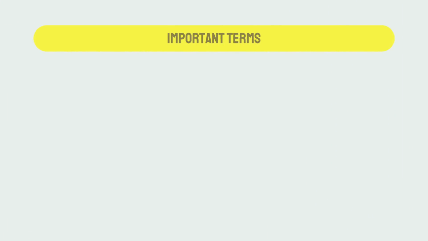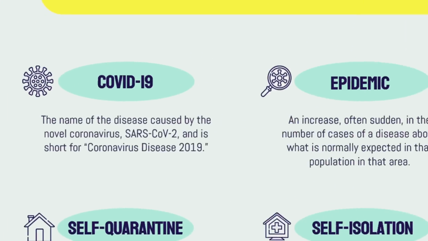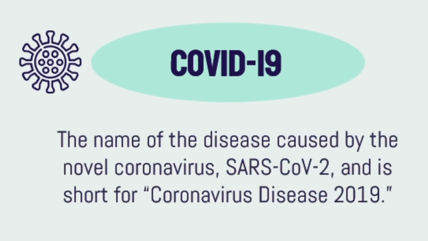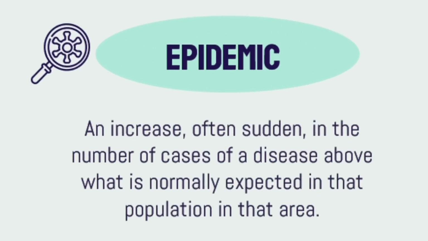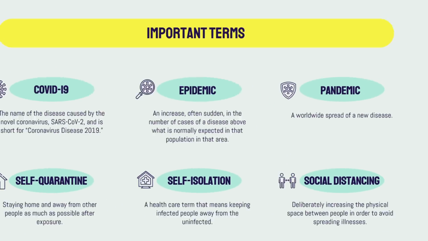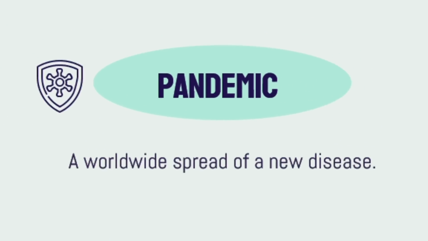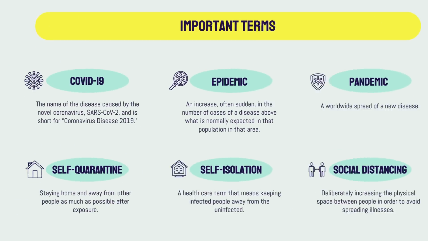Before we start the lesson, here are some important terms to build your vocabulary skill. The first one, COVID-19, is the name of the disease caused by the novel coronavirus, SARS-CoV-2, and is short for Corona Disease 2019. Epidemic: an increase, often sudden, in the number of cases of a disease above what is normally expected in that population in that area. And there is a pandemic. It is a worldwide spread of a new disease.